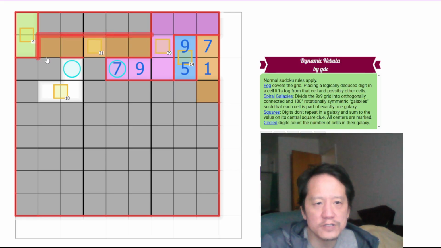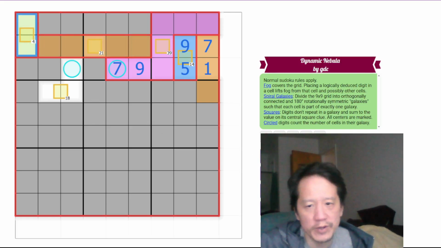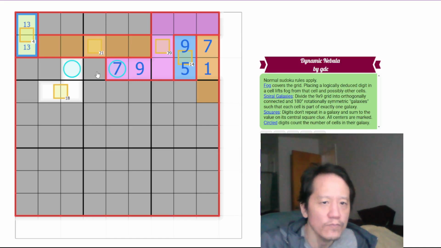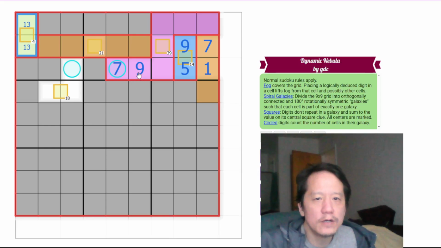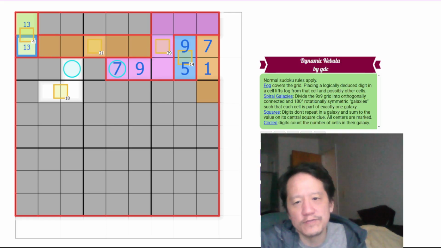So this is a galaxy in itself. It adds up to 21 without a 7 or a 9. This is a 1-3 pair here. Add up to 4. This is 21. This is 16. 21 plus 16 is 37. So these two digits must add up to 45 minus 37, which is 8. So it cannot be 1, 7. It has to be 3 and 5.